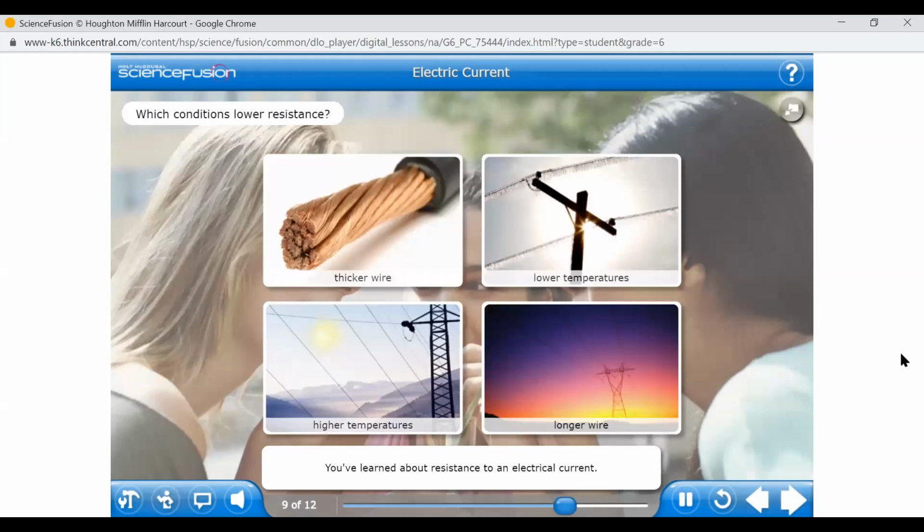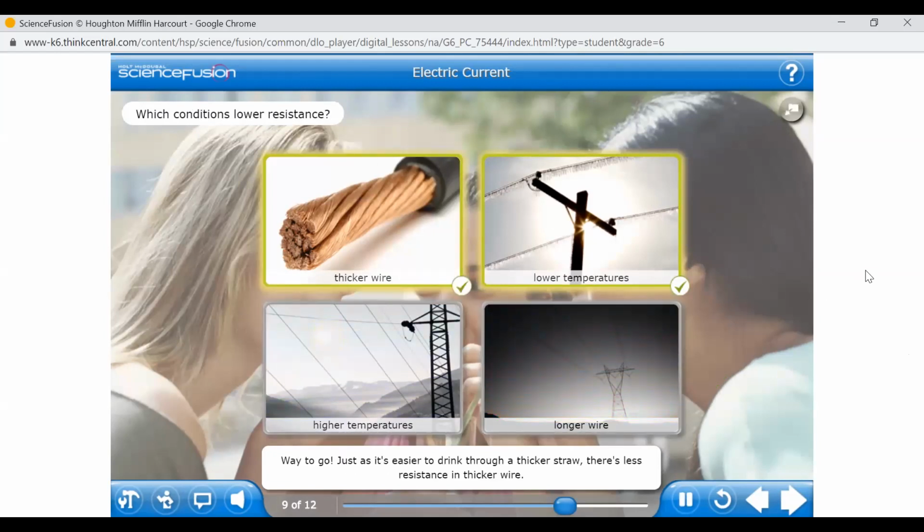You've learned about resistance to an electrical current. Can you find which conditions lower resistance? That's right. Resistance is lower at cooler temperatures. Way to go! Just as it's easier to drink through a thicker straw, there's less resistance in thicker wire. Great job! Lower temperatures and greater thickness make a wire have less resistance. Warmer temperatures and greater length increase resistance in a wire.